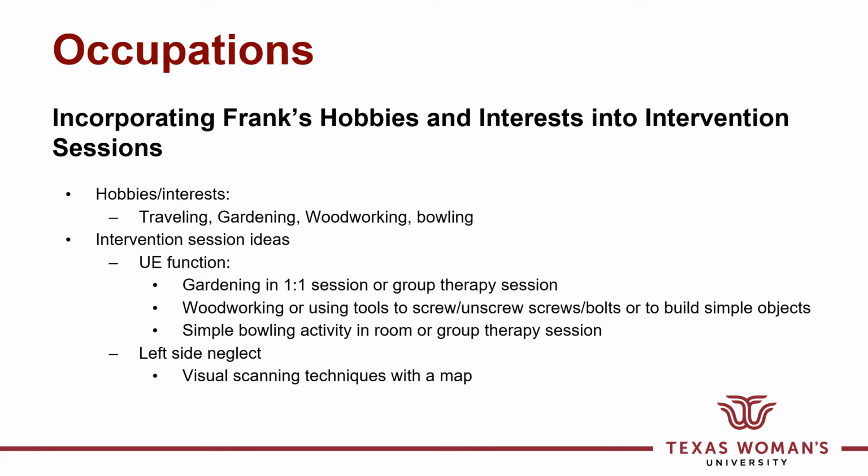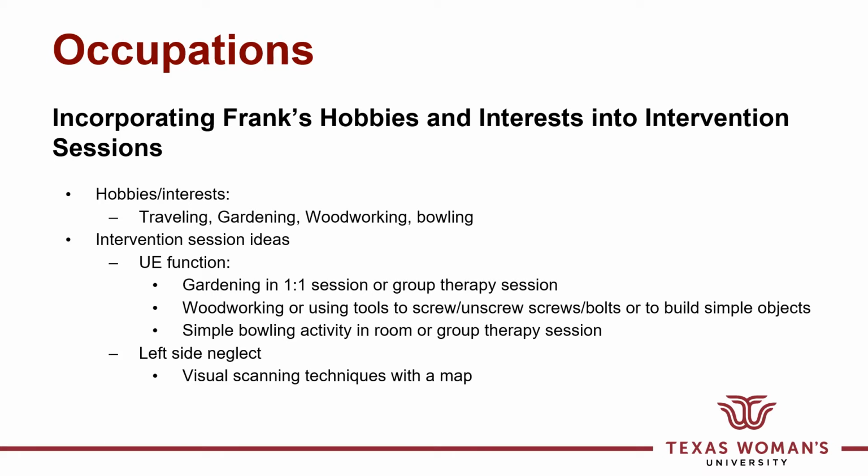Upon learning about Frank's leisure interests, we brainstormed and came up with a few intervention ideas that incorporate these interests. So again, to review, his hobbies and interests are traveling, gardening, woodworking, and bowling. So during the intervention phase, to address his upper extremity functioning through weight-bearing, range of motion exercise, and strengthening, we thought that gardening in a one-to-one session or group therapy session was a great idea.